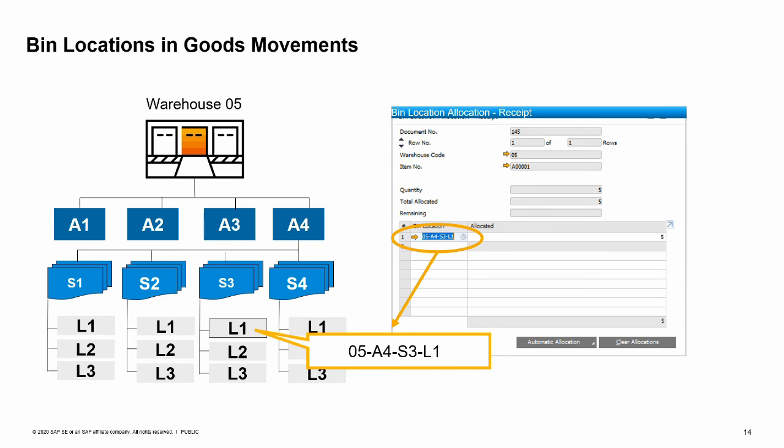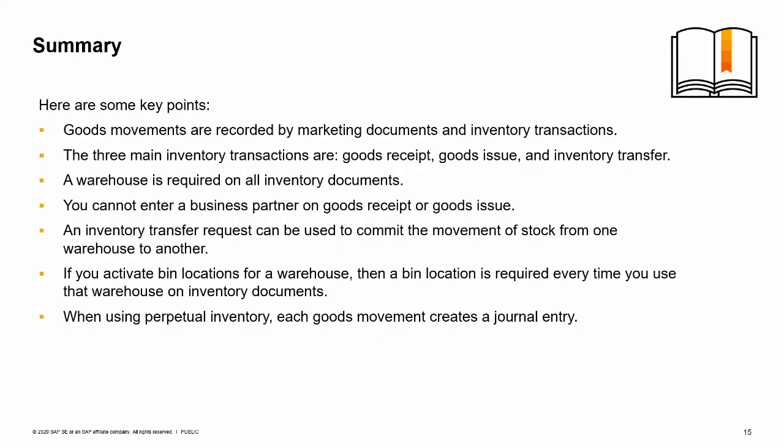To manually specify a bin location, right-click on the quantity field in a row to open the bin location allocation window. In this window you can specify quantities and bin location codes for the item on that row. Goods movements are recorded by both marketing documents and inventory transactions. The three main inventory transactions are goods issue, inventory transfer, and goods receipt.